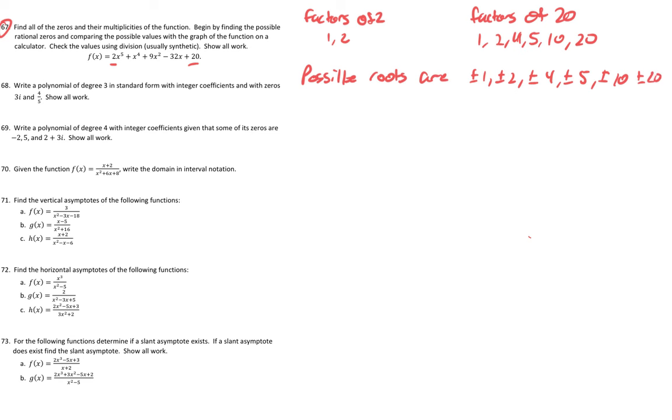plus or minus 20, plus or minus, now we start getting, technically these were all divided by the 1, but now we're going to divide by 2 through everything and make sure that we don't repeat. So plus or minus 1/2. 2 divided by 2 is 1. We already have that. 4 divided by 2 is 2. We already have that. But we don't have 5 divided by 2. 10 divided by 2 is 5. And 20 divided by 2 is 10. So here are all our possible rational roots.